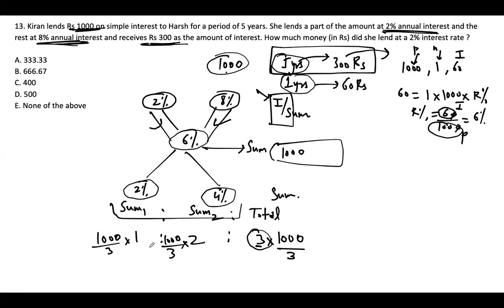So I'm saying if the ratio was 1:2:3, I wanted my sum to be 1000. So how will I make this 3 as 1000? I'll multiply 1000 divided by 3. 1000 by 3 comes here. The same thing, 1000 by 3 comes here. What is the question asking? How much money did she lend at 2% interest rate? So it's 1000 by 3, 33.33.